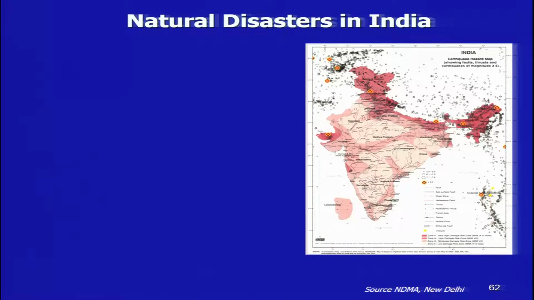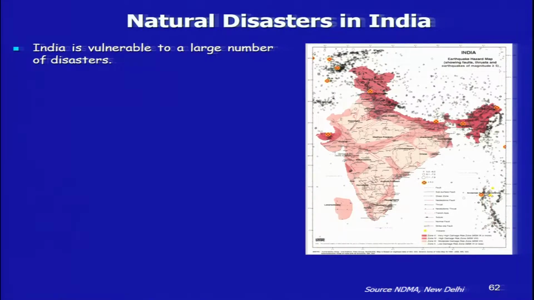Natural hazard disasters in India: if you look at the seismic hazard zonation map of India, the black dots are all earthquakes of different magnitudes. The magnitude scale given here starts from above 5.0 and goes up to 7.9 or so, and earthquakes above magnitude 8 are shown by a circle and cross here. So, India is vulnerable to a large number of disasters.